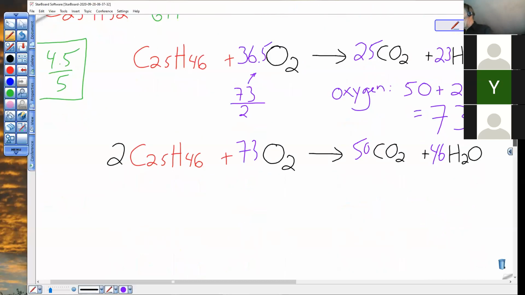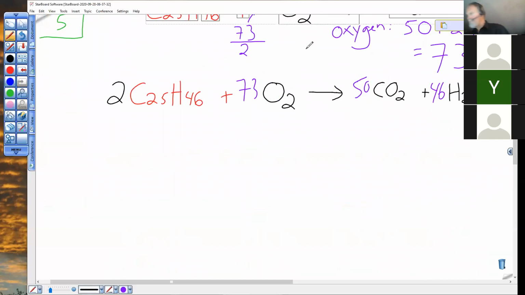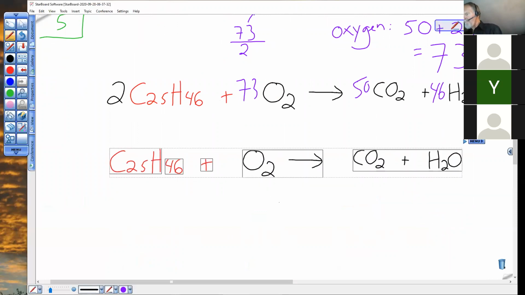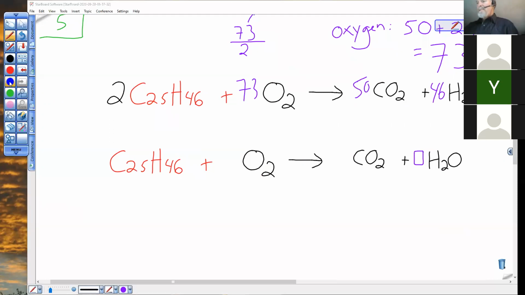And the easier way. The only time you're going to have an odd number of oxygens is if you put an odd number here. If odd, start off with the times 2. Okay? So right away, I take my fuel, multiply by 2, and then balance right from there.